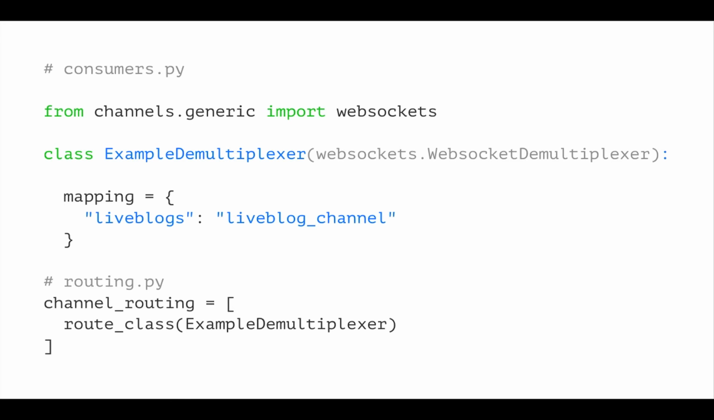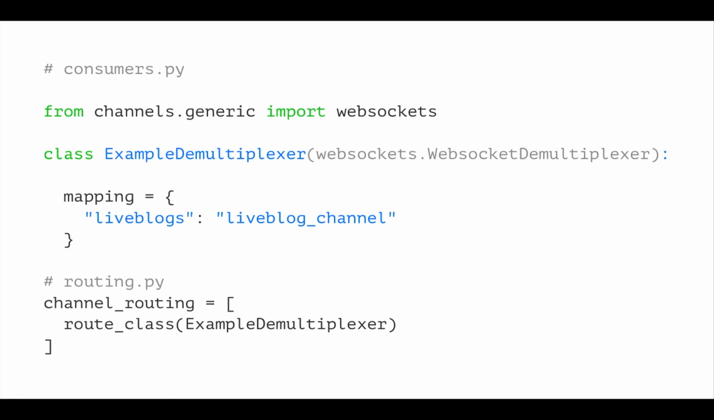To reiterate, in our example, we're sending a message over WebSocket. It's getting picked up by our demultiplexer class. It's looking at that JSON data. It sees the stream key. It sees the payload key. It says, okay, that's a live blog stream. I know that stream because of my mapping here, and I'm going to send it to the live blog channel. So we need another thing to listen to that message, right?